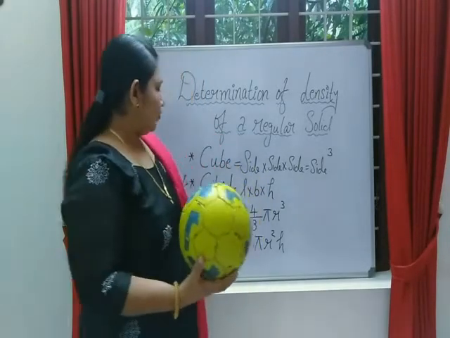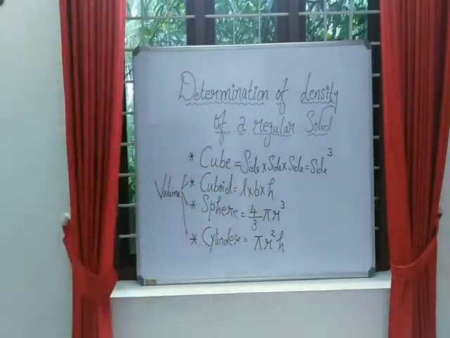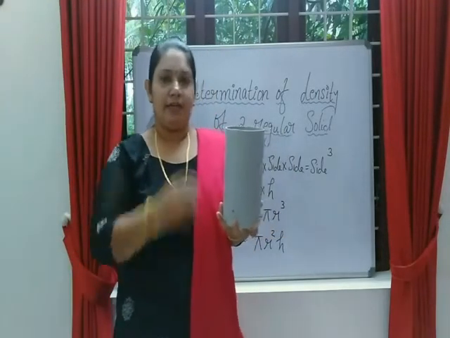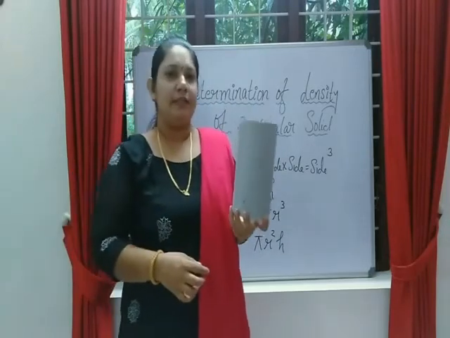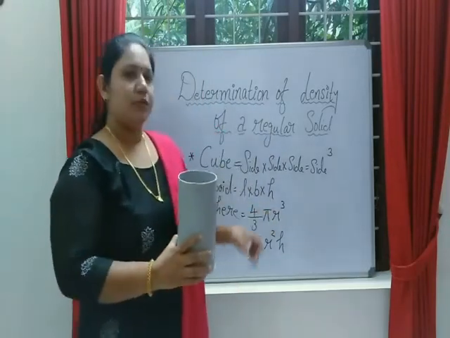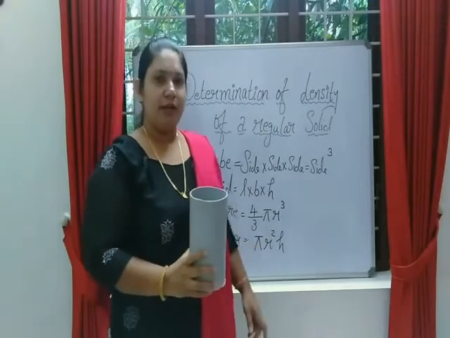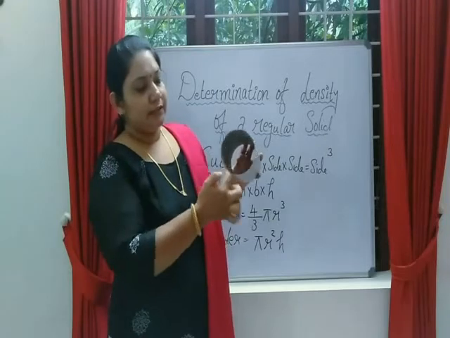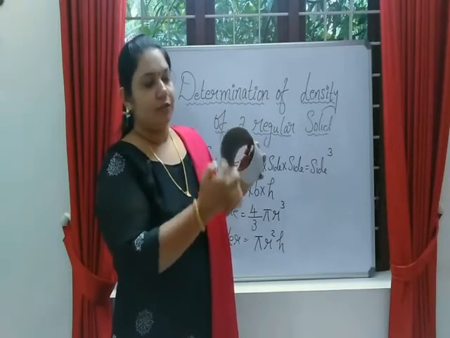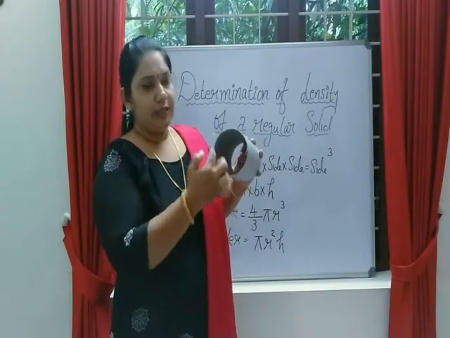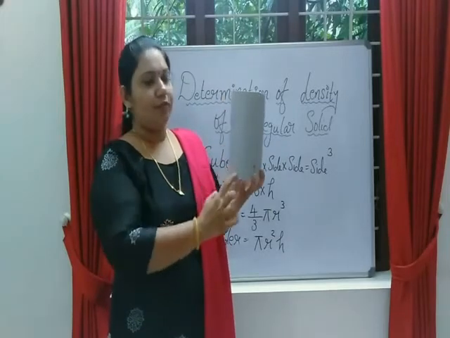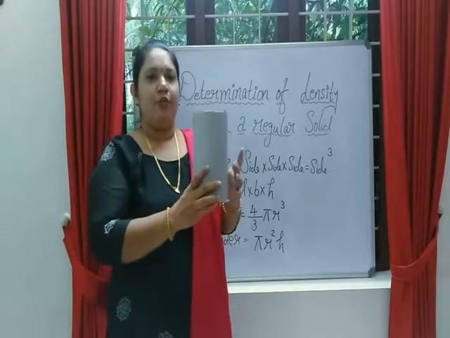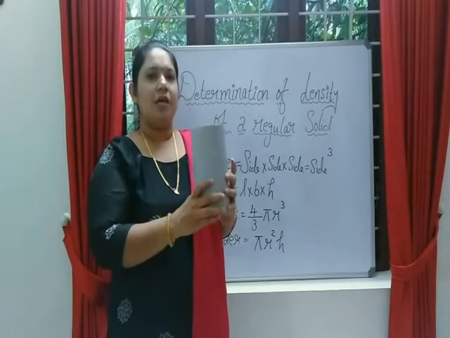And we have the last one, cylinder. I have a small cylinder in my hand. For finding volume of this cylinder, the formula is pi r square h. Again we have the pi, the value is 3.14. Then r means this is a circle, we can find the radius of the circle. So that is r, and h is the height of the cylinder. So for finding volume of this cylinder, we use the formula pi r square h.